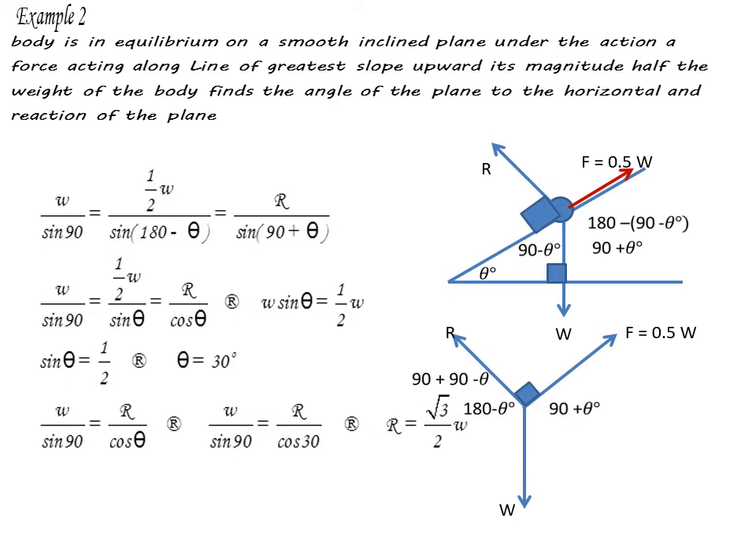W times sine theta equal half W times sine 90, which is equal 1, right? Now I have W sine theta equal half W. Cancel W with W. Sine theta will be equal 1 over 2. That means theta equal what? 30. So again, I have W over sine 90 equal R over cosine 30.